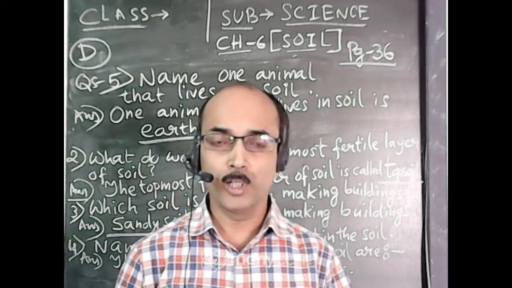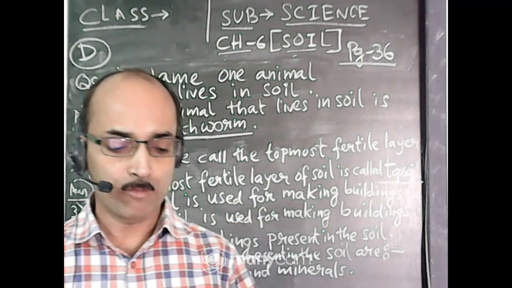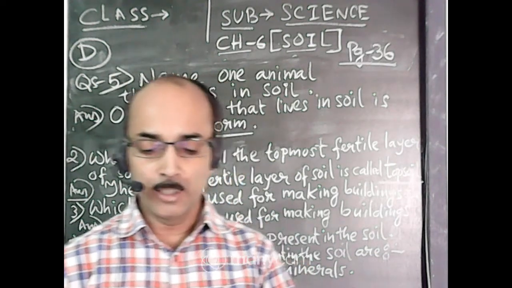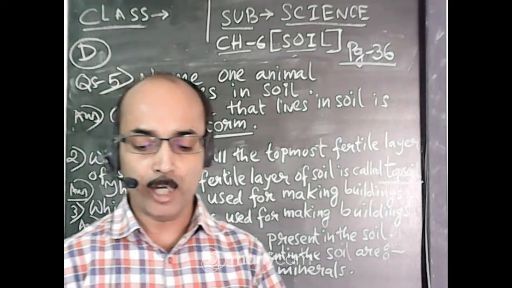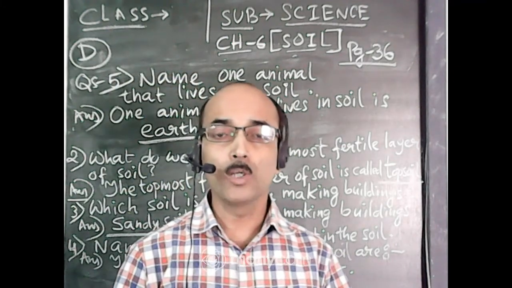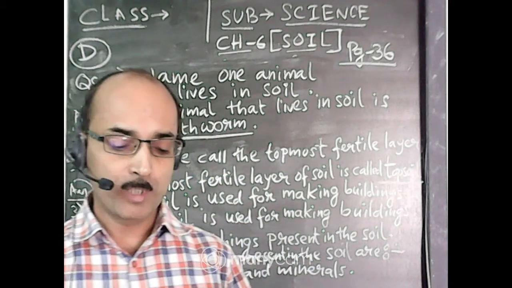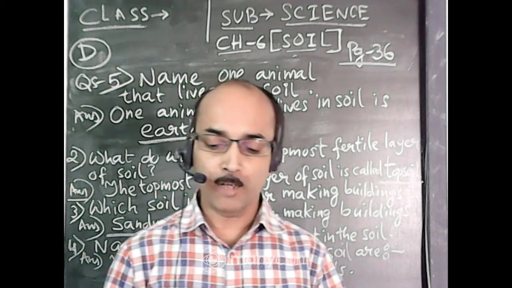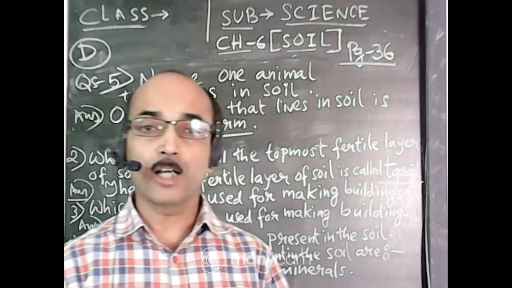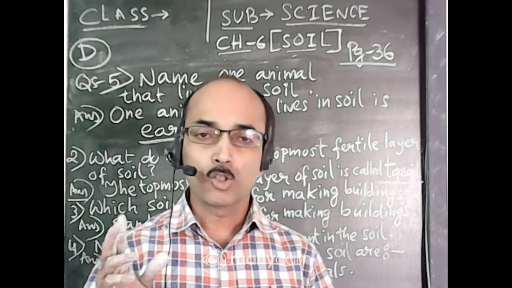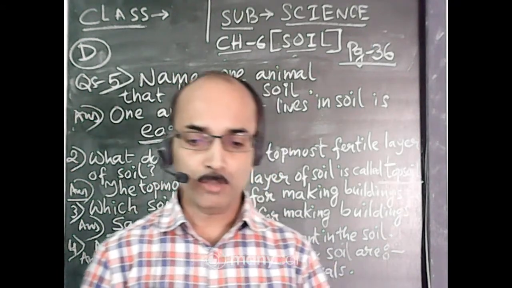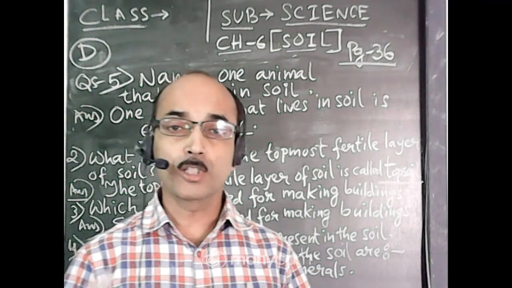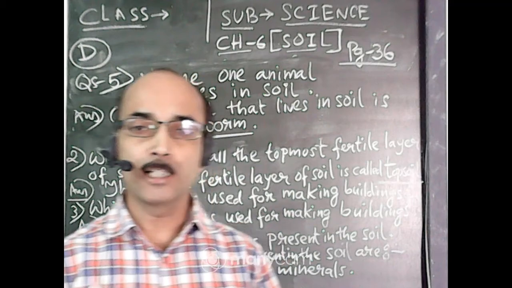We have done today from chapter number 6 soil, section D, very short answer question. Question number 1 is name the soil that can hold enough air and water. The soil that can hold enough air and water is loamy soil. Question number 2, what do we call the topmost fertile layer of soil? The topmost fertile layer of soil is called topsoil. Then question number 3, which soil is used for making buildings? The soil which is used for making buildings is sandy soil.